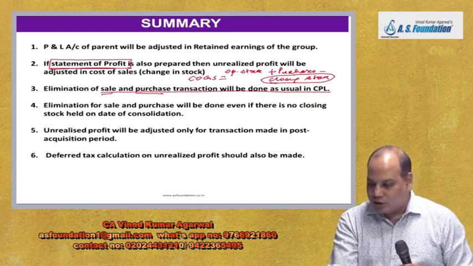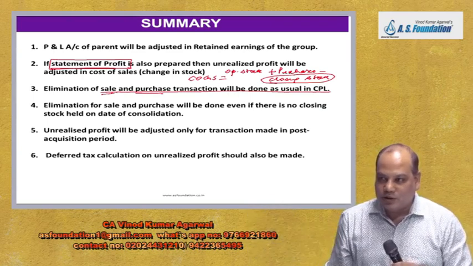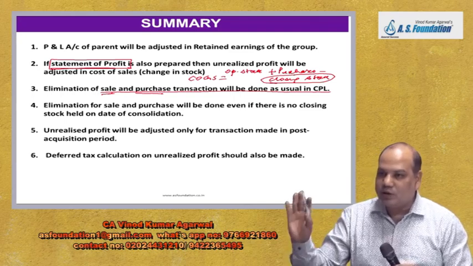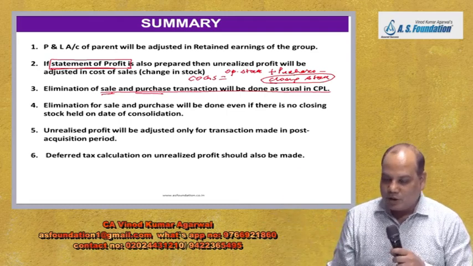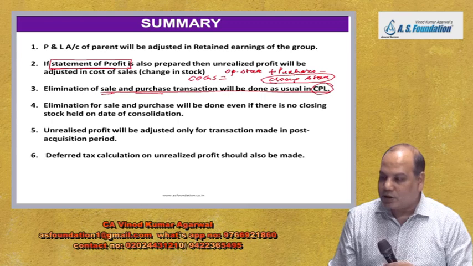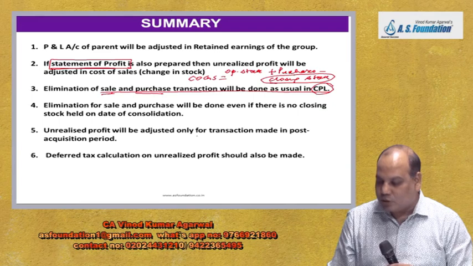Some students think if there is no unrealized profit, no need to make adjustment in sale and purchase. Some students think if there is no unsold inventory, no need to make adjustment. This adjustment will be done in SOPL, irrespective of whether there is unrealized profit or not. Then elimination for sale and purchase will be done even if there is no closing stock held on the date of consolidation.